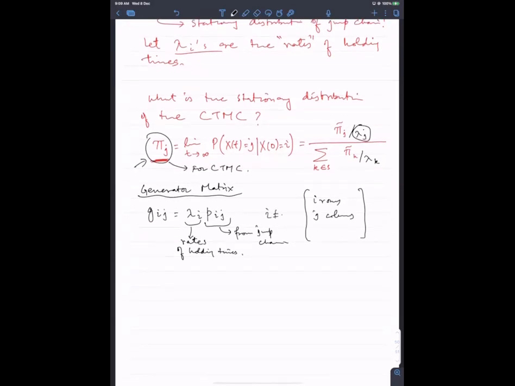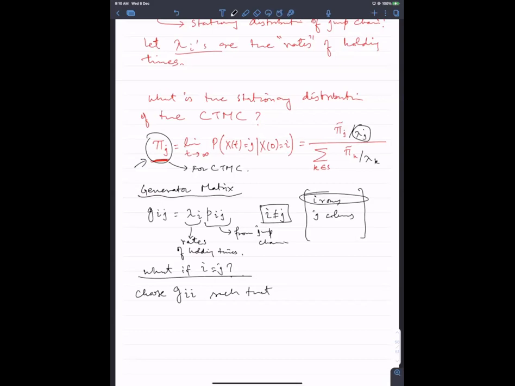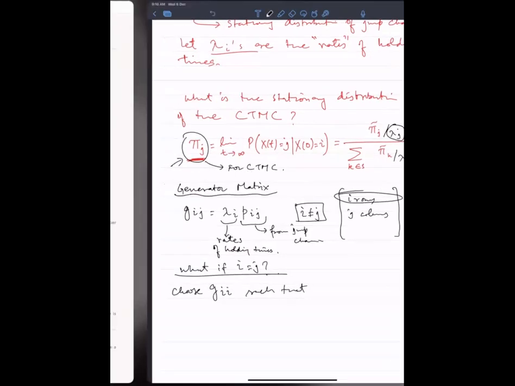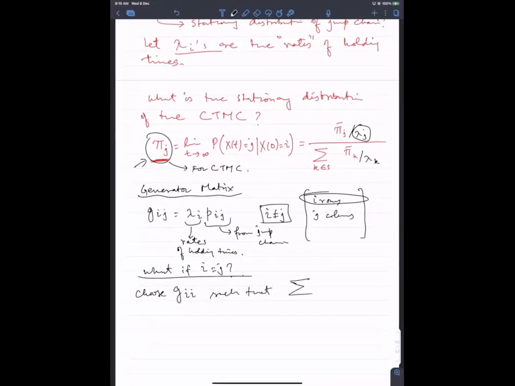When i is not equal to j. What if i is equal to j? Okay. So basically I am looking to find Gii. ये हमने find out करना है. I find out this Gii. Choose Gii such that इसकी जो पूरी रो है, इसका sum जो है वो 0 हो जाता है. Such that summation upon j, Gij is equal to 0.